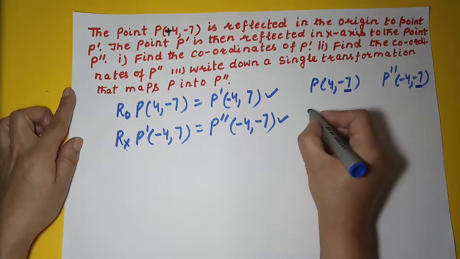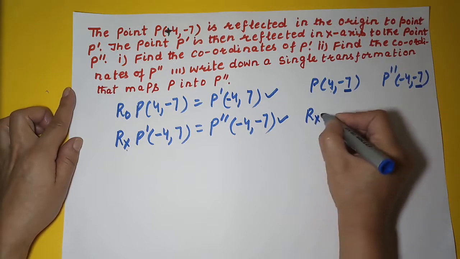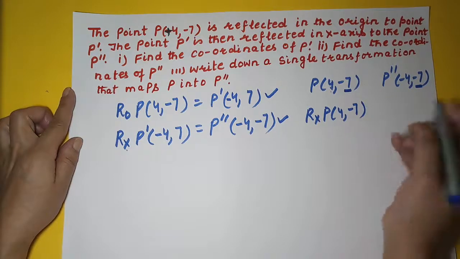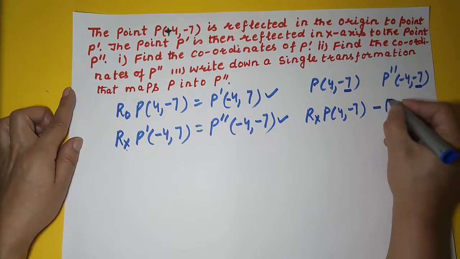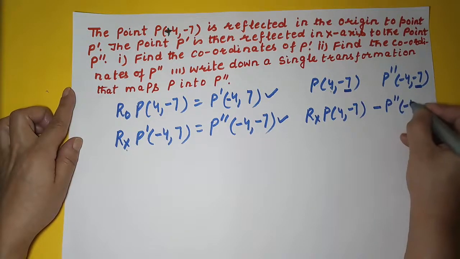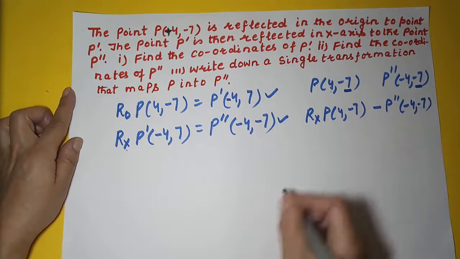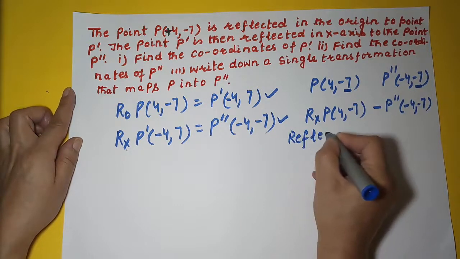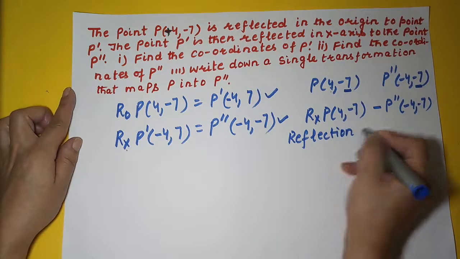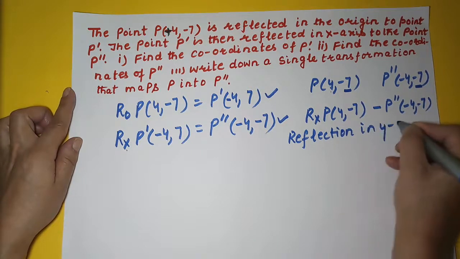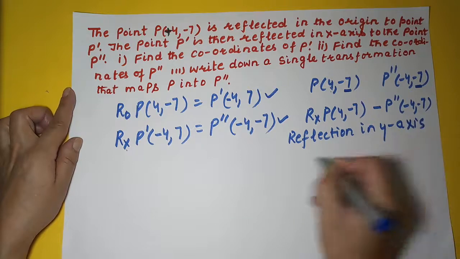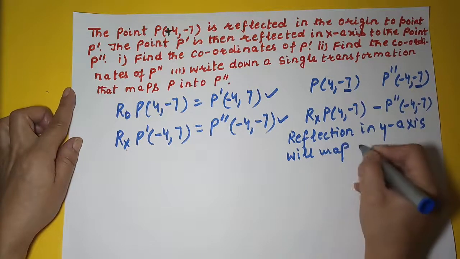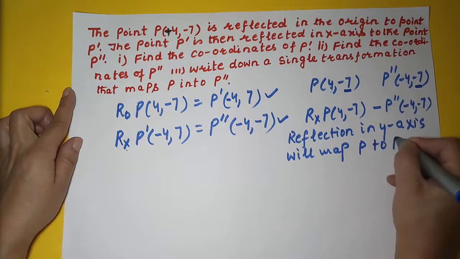Right? So if you reflect this point P (4, -7) through the y-axis, what will you get? P double dash (-4, -7). So you will write reflection in the y-axis will map P to P double dash.